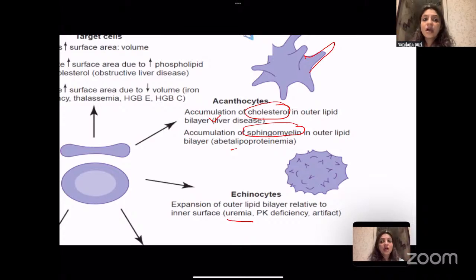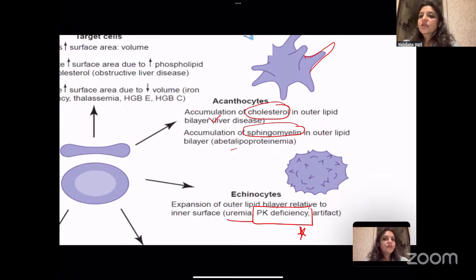Apart from that, a very important cause you should remember is pyruvate kinase deficiency. Apart from G6PD deficiency, the other enzyme which is very commonly deficient in humans is pyruvate kinase. Deficiency of pyruvate kinase typically produces echinocytes. So please remember that point always.